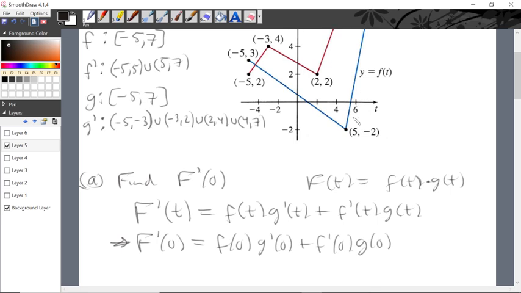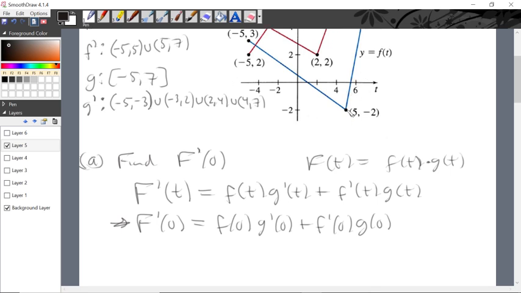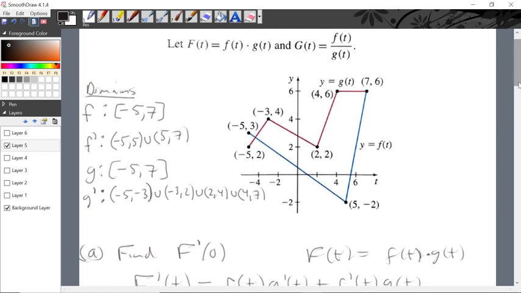So let's start by finding f of 0 and f prime of 0. Okay, what is f of 0 equal to? What is f prime of 0 equal to? Let's go to the graph. Now f is the blue curve. So when we are talking about f of 0, we're talking about this point right here, and we're talking about the slope of the curve, which is the same as the slope of this line segment here. We want to know that slope, and we want to know the y value right there.